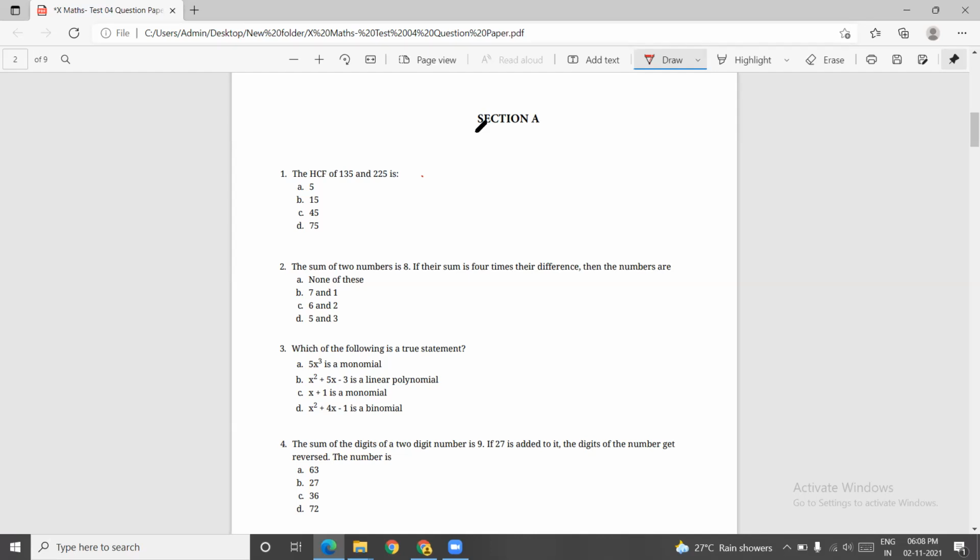75 is a factor of both? Check. 45 is a factor of both? Like that also you can try. 5 is a factor. 15 is also a factor because 15 into 15 is 225, and 15 into 9 is 135. 5 is also a factor. 45 is also a factor: 45 into 3 is 135, and 45 into 5 is 225. But 75 is not a factor. 75 into 2 is 150, 75 into 1 is 75.